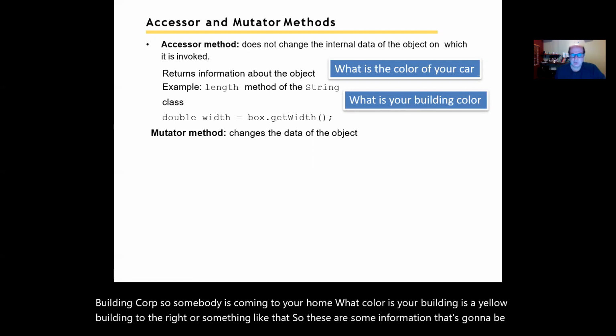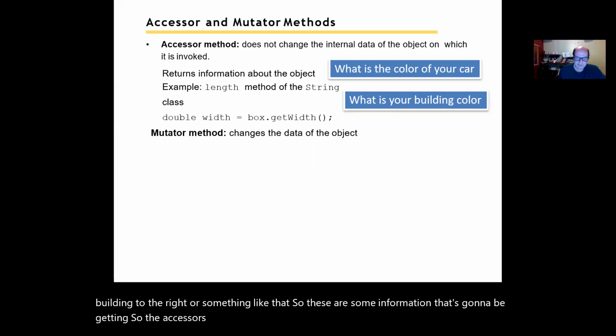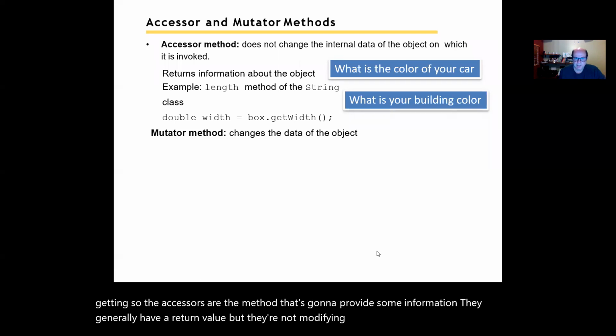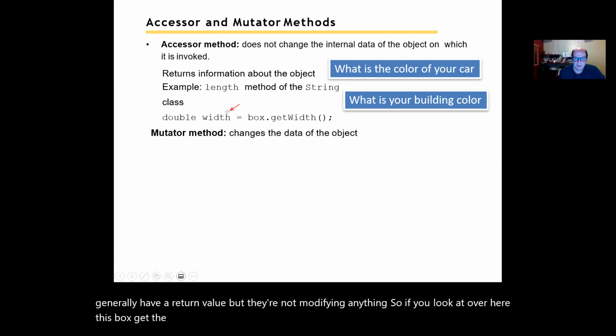So the accessors are the methods that provide some information. They generally have a return value, but they're not modifying anything. So if you look over here, this box get width is going to return a double, and get length is going to return an integer.